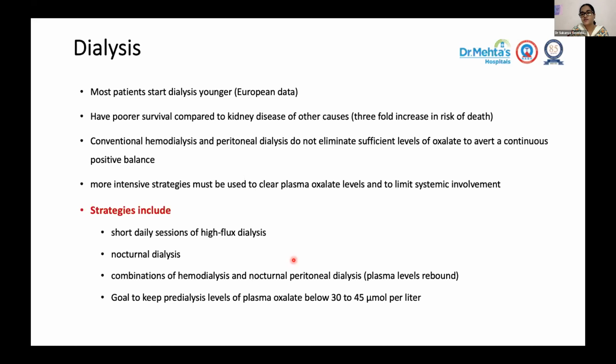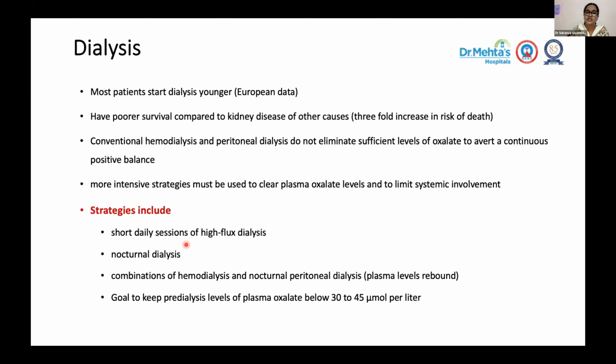The reason for this is that conventional hemodialysis and peritoneal dialysis confer poor removal of the oxalate. They are not good sources to remove oxalate at all. So you need more intensive strategies to clear the plasma oxalate level.